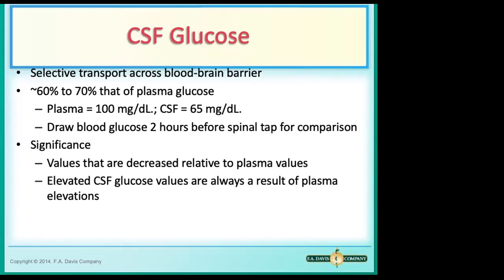For CSF glucose and blood glucose, you can use the same procedure that you would use for blood glucose. But you do have to test immediately because there can be glycolysis, especially in the CSF, and that will rapidly break down the glucose in the CSF. So you want to make sure that you test for glucose in a quick manner.